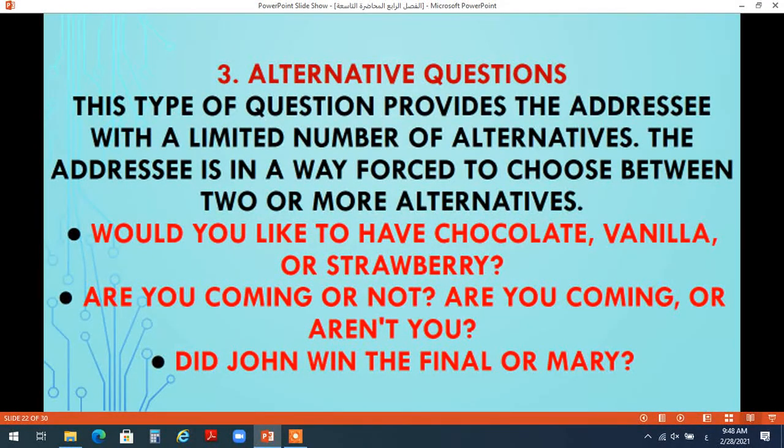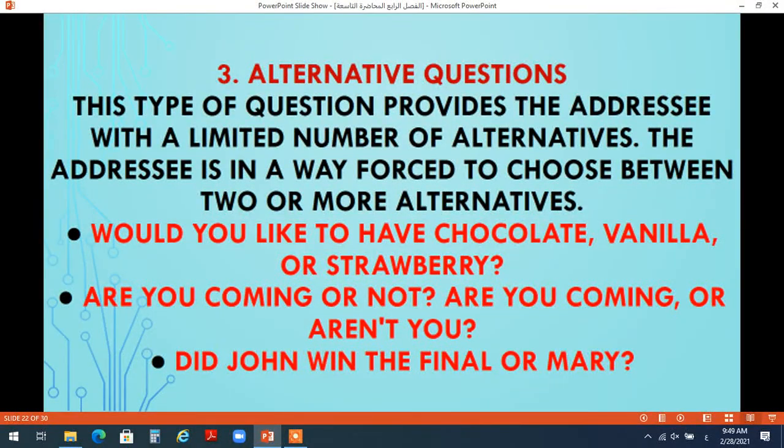Now we come to the third and the last major type of questions, which is called alternative questions. This type of a question provides the addressee with a limited number of alternatives. The addressee is in a way forced to choose between two or more alternatives.